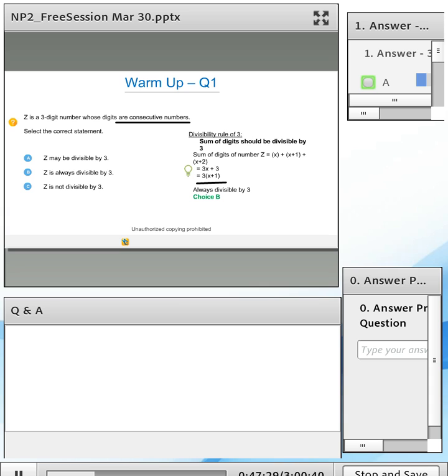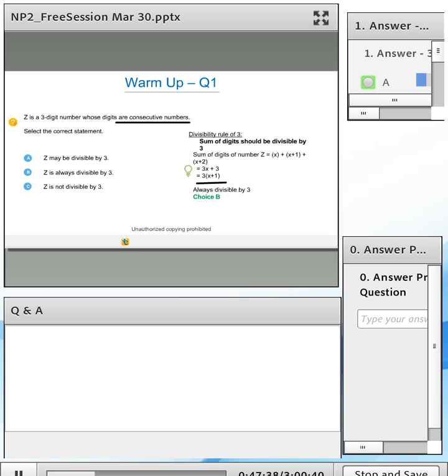Now, for those of you who selected choice A, why did you select choice A? This is a very simple concept that you need to know, and you have some understanding of the concept, and that's the reason why you said it may be divisible by 3. But I'd like to understand from the 12 of you and from the 3 of you who were not able to solve this question, what happened? What were you not clear about?